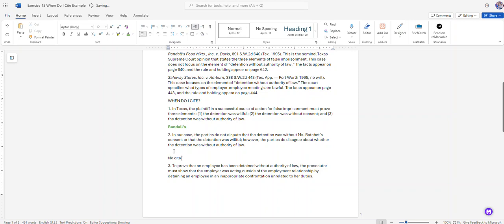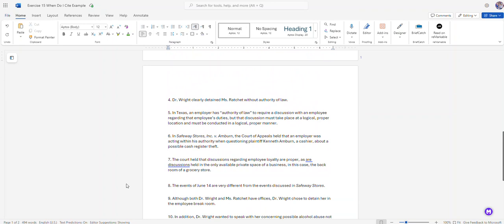Next, to prove that an employee has been detained without authority of law, the prosecutor must show that the employer was acting outside of the employment relationship by detaining an employee in an appropriate confrontation unrelated to her duties. So we're told above with the cases that Randall's does not focus on detention without authority of law, but that Safeway Stores does. So we're going to cite Safeway there. And then we move on to number 4. Dr. Wright clearly detained Ms. Ratchett without authority of law. Well, that's a conclusion, and that's something that you as the author would have come up with. So there's no citation for that.